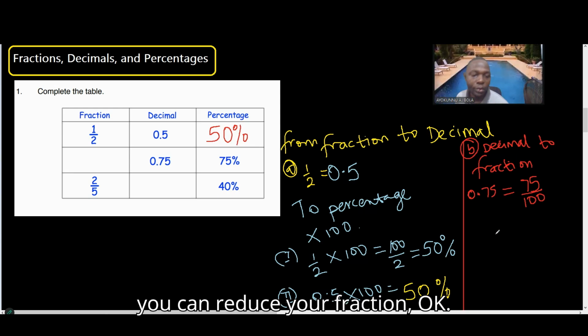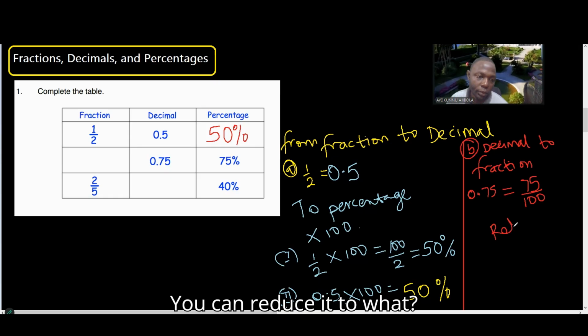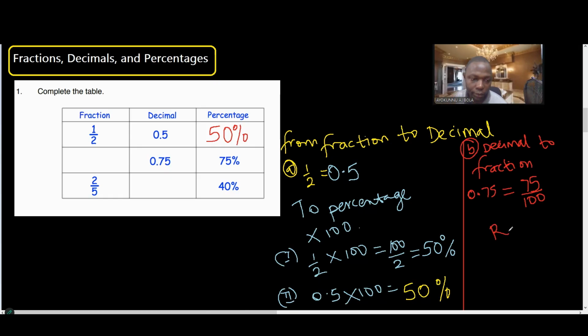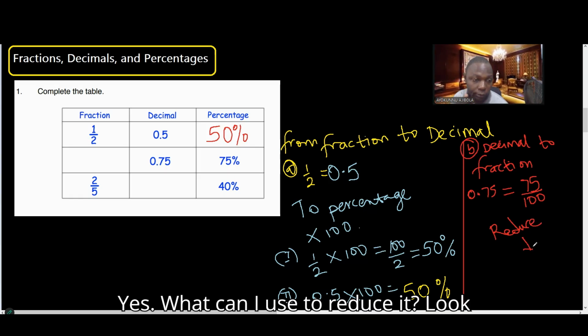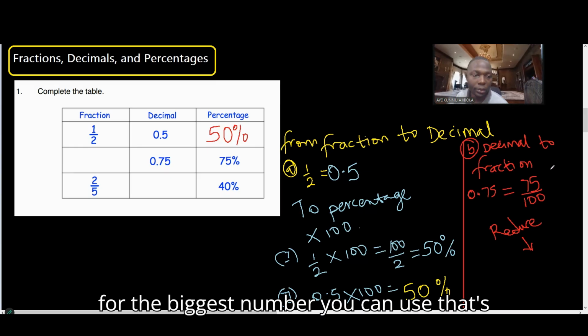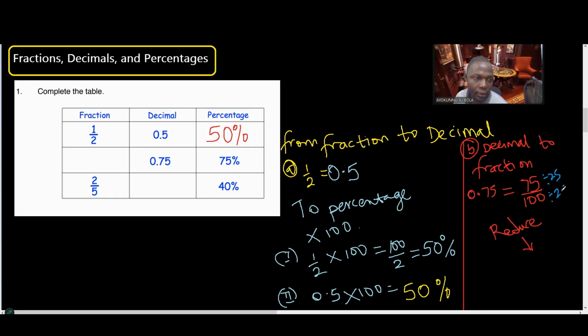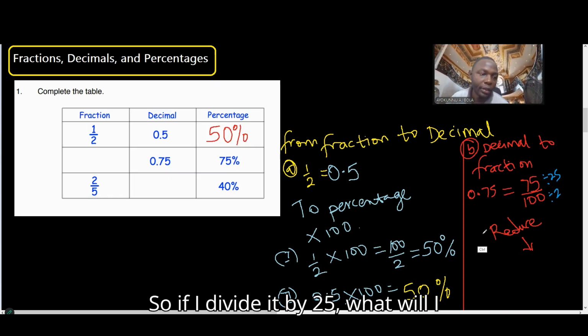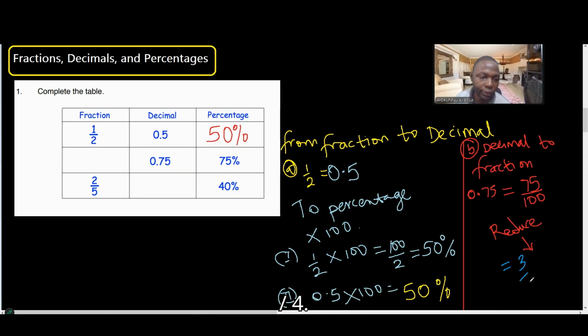Now you can reduce your fraction, okay? You can reduce it to the simplest form, okay? What can I use to reduce it? Look for the biggest number you can use. That's 25, okay? So if I divide it by 25, what will I have? Equal to 3 over 4.